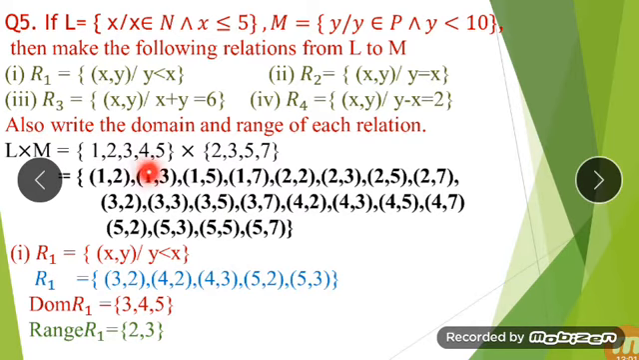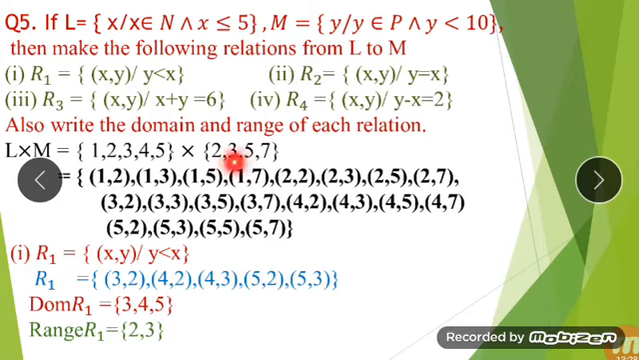So here we have 5 elements and here we have 4. So 5 fours are 20, which means you will have 20 ordered pairs in L cross M. The first relation that we are going to make is relation number 1, denoted by R1. The relation is (x, y), which means we take such ordered pairs where y is less than x. Its mouth is open toward x, which means x should be greater.